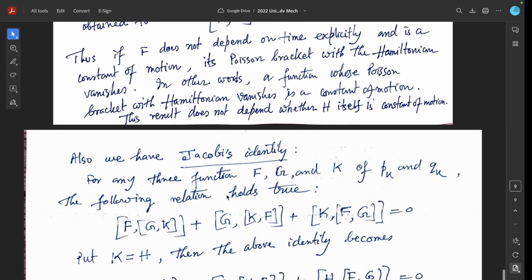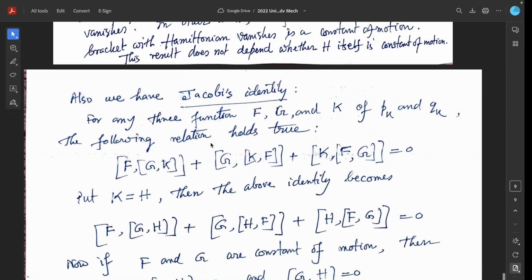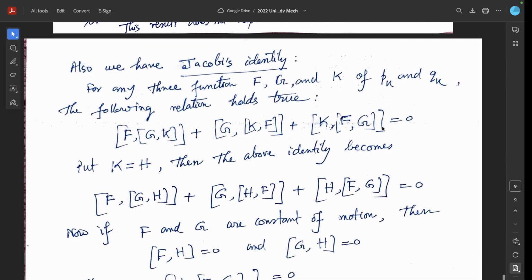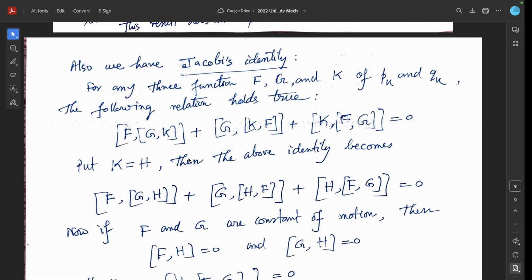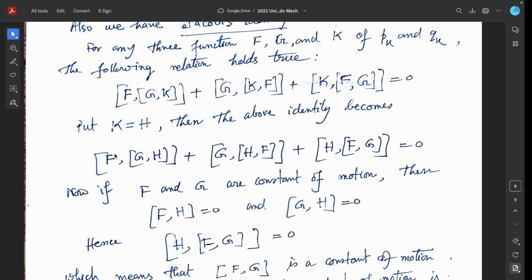Also, we have Jacobi's identity. For any three functions f, g, and k of pk and qk, the following relation holds true: the Poisson bracket of f with the Poisson bracket of g and k, plus the Poisson bracket of g with the Poisson bracket of k and f, plus the Poisson bracket of k with the Poisson bracket of f and g, is equal to 0. Put k equal to h. Then the above identity becomes the Poisson bracket of f with the bracket of g and h, plus the bracket of g with the bracket of h and f, plus the bracket of h with the bracket of f and g, equal to 0.